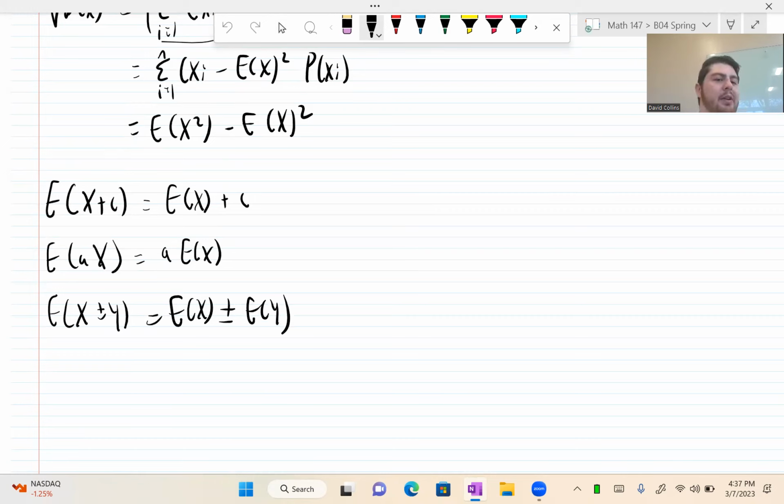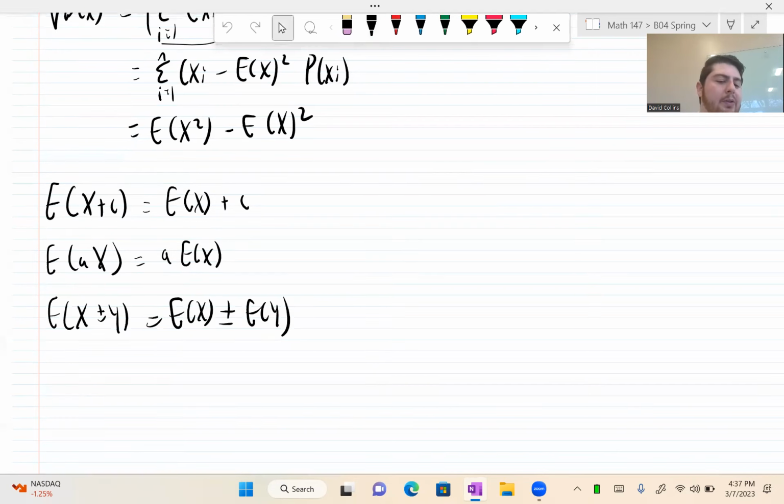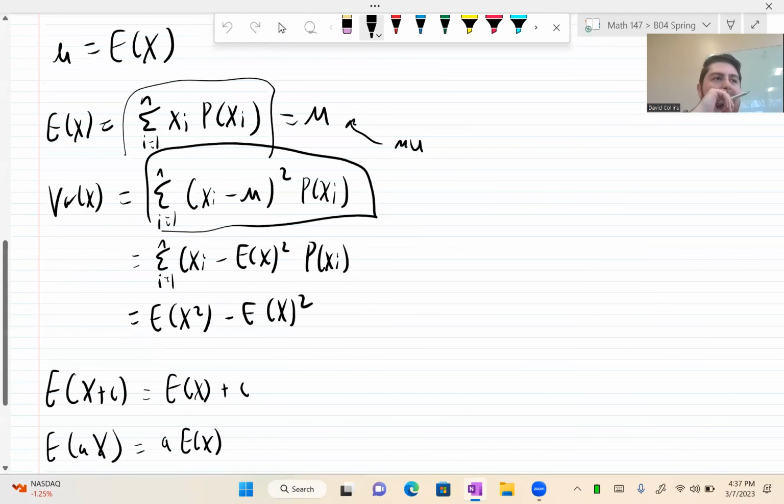Expected value has a lot of really nice properties. It works well with multiplication and addition because the formula is multiplying a bunch of terms and adding them up.